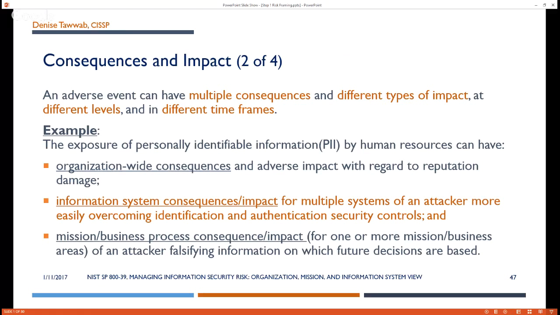So you've got one breach, a breach of personally identifiable information by human resources. Your employee's information is now out in the wild. Well, it's going to affect your business's reputation. So that's negative. But then it could affect your information systems, because hackers have information on your employee, so they can easily break into your systems using your employee information. And then it could impact your business processes, because a hacker could get in and change information in your company files, and you're going to use that information later to make future decisions. And so multiple consequences, different types of impact at different levels and in different timeframes. That's what I mean.